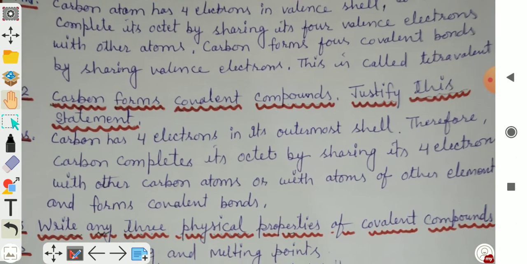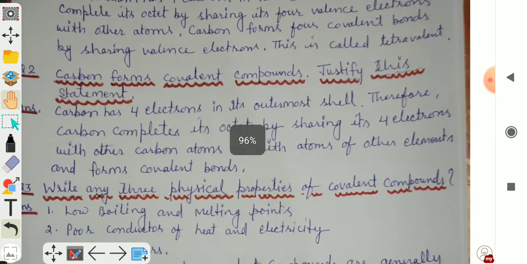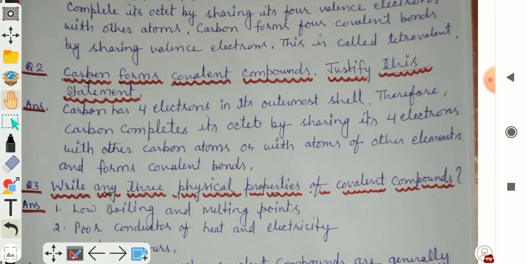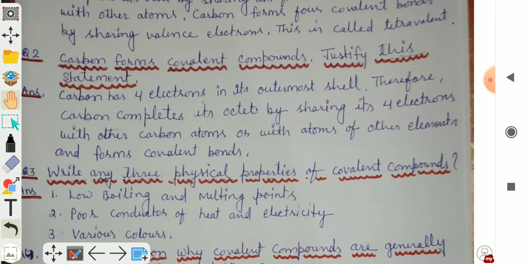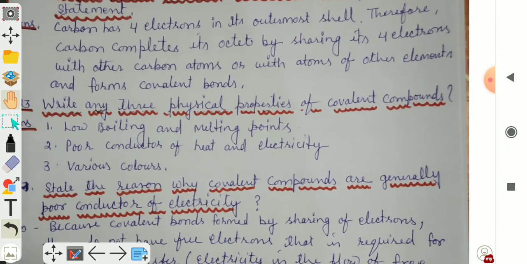Question number 2: carbon forms covalent compounds. Justify this statement. Carbon has 4 electrons in its outermost shell. Therefore, carbon completes its octet by sharing 4 electrons with other carbon atoms or with atoms of other elements and forms covalent bonds.